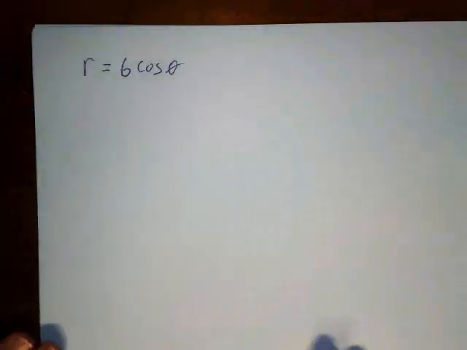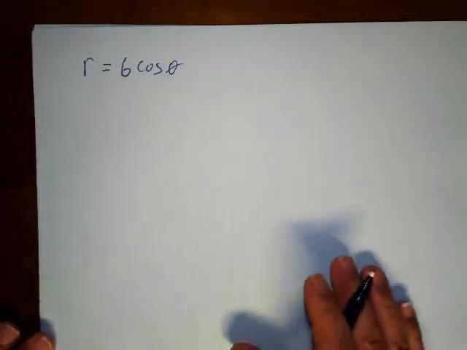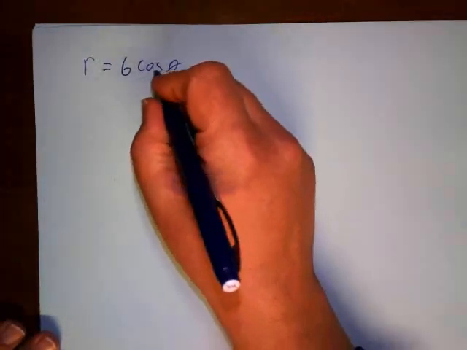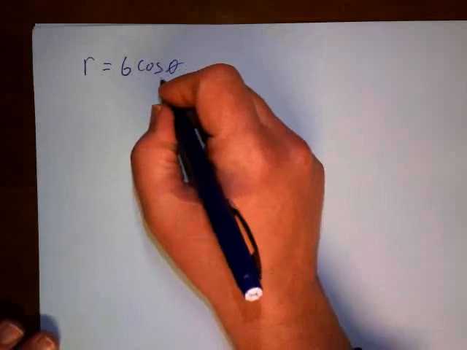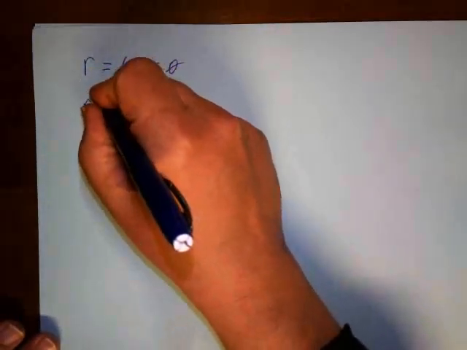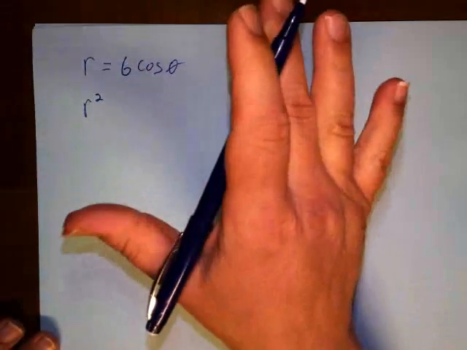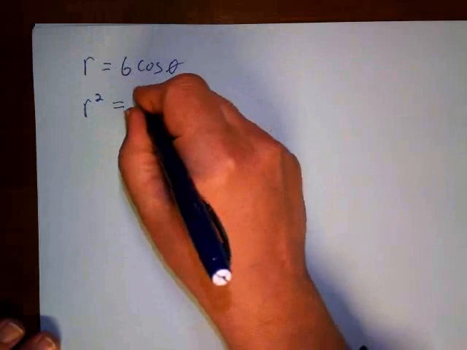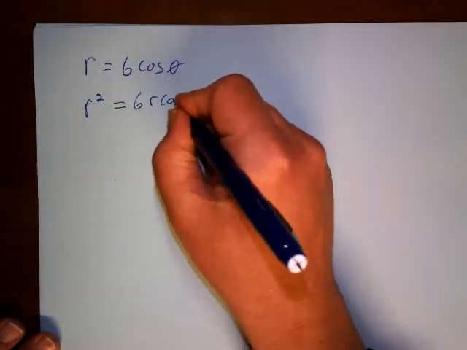Okay? And then this is going to be our final one. That looks pretty simple, and it's really not too bad. But what I want to do is get an r together with that cosine. So I'm going to square both sides. I'm sorry, I'm not going to square both sides. I'm going to multiply both sides by r, and then I'll get this.